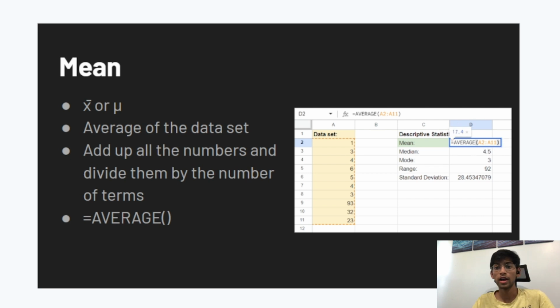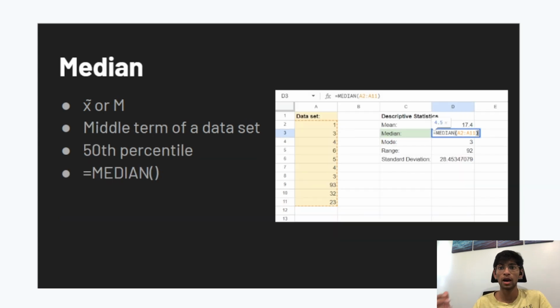The same process works for the other types of descriptive statistics that we are going to be looking at. Next, we have the median, which is represented by an x with a tilde over it or a capital N. The median is the middle term of the data set. So if there are an even number of terms, you can average the middle two terms by adding them and dividing them by 2. This tells you what the 50th percentile is, serving a similar purpose as finding the average response, and it can be found on Google Sheets by typing in equals, MEDIAN, and then the range.